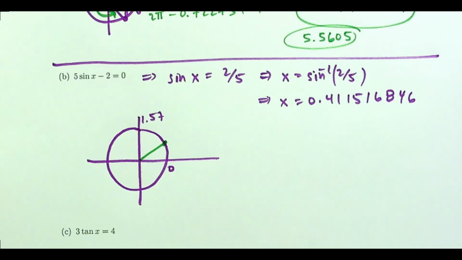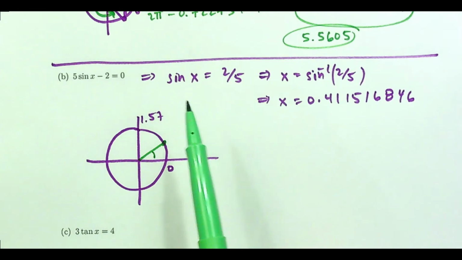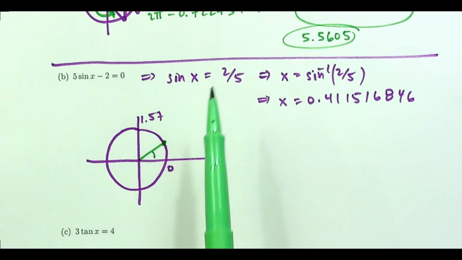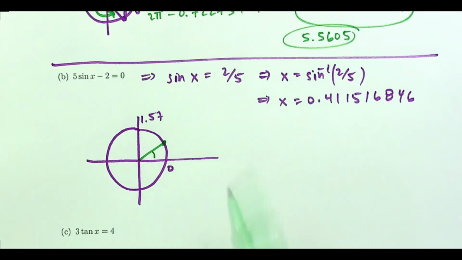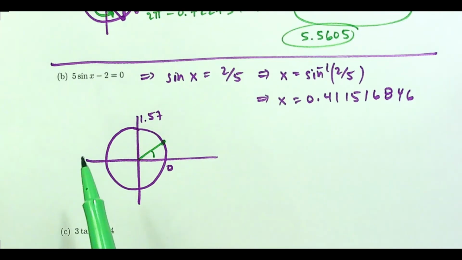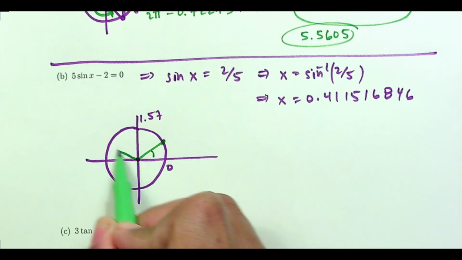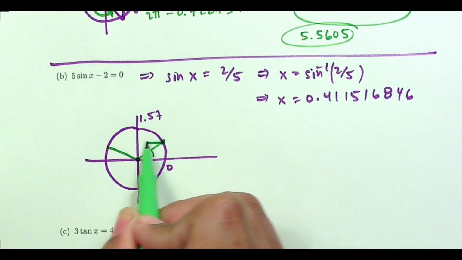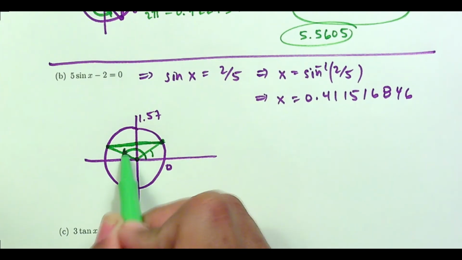Okay, so that's my first answer there. To get my second answer, I'm talking about sine. I want another angle whose sine is the same. The sine is the second coordinate, so I want another angle that has the same y coordinate. The y coordinate is the height. So I want another point on the circle that is at the same height, and that would be this one right there.